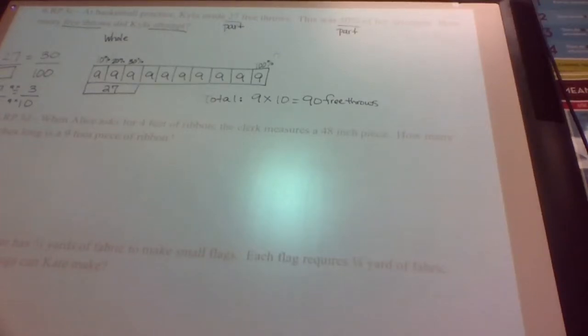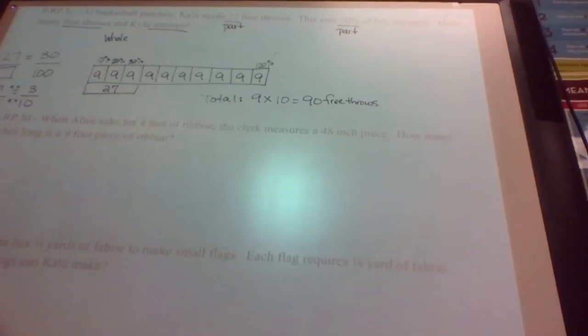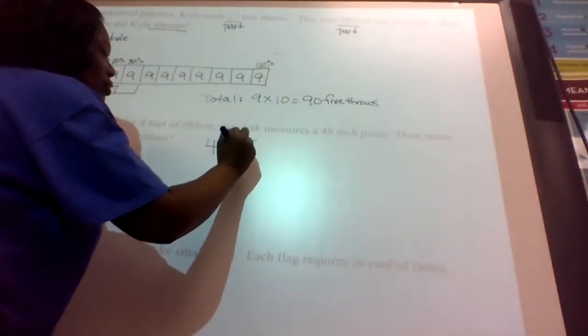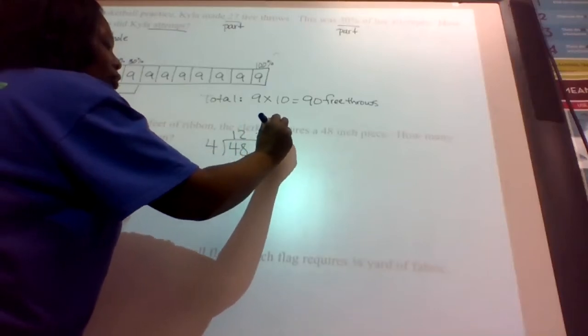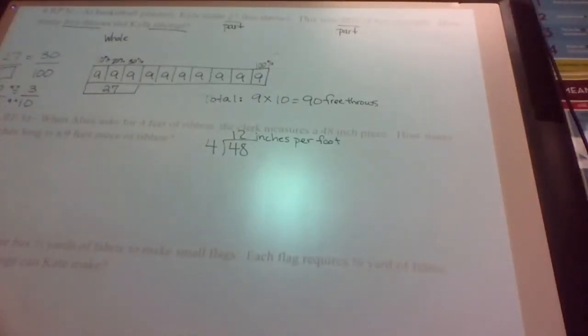The next problem. When Alice asked for 4 feet of ribbon, the clerk measured a 48-inch piece. How many inches long is a 9-foot piece of ribbon? All right. So if 4 feet is 48 inches, how much is 1 foot? What do we have to do? Divide. So 12 inches per foot. All right. So if there are 12 inches in 1 foot, how many inches are in 9 feet? 108.